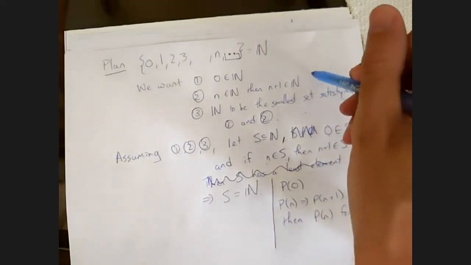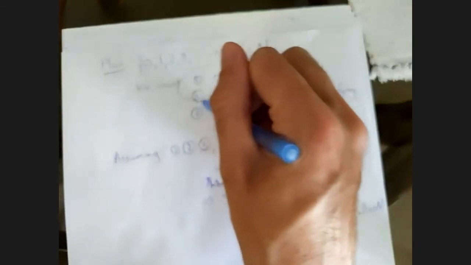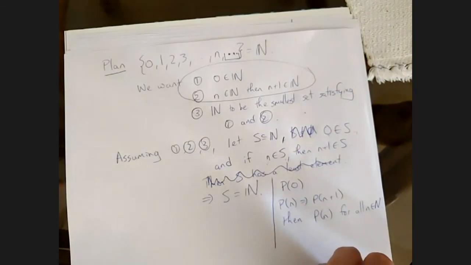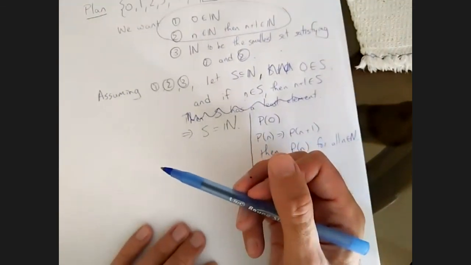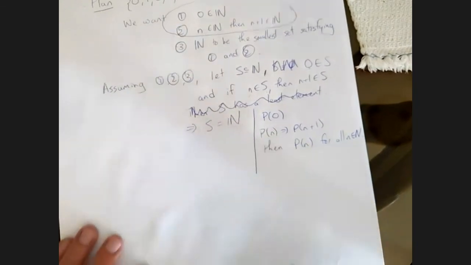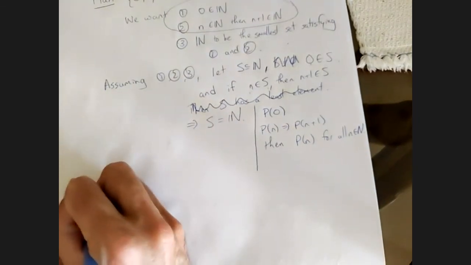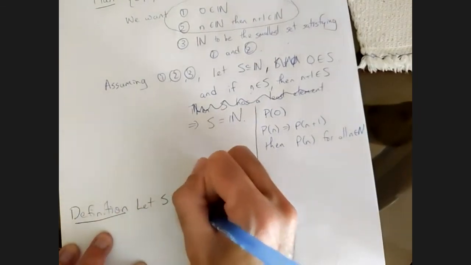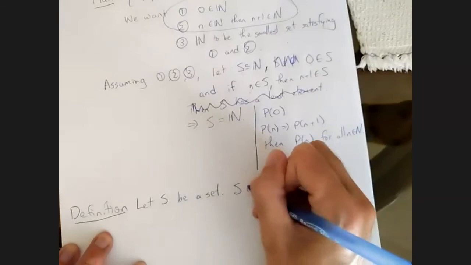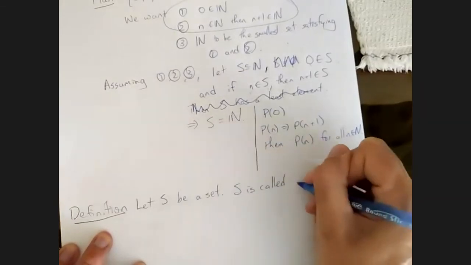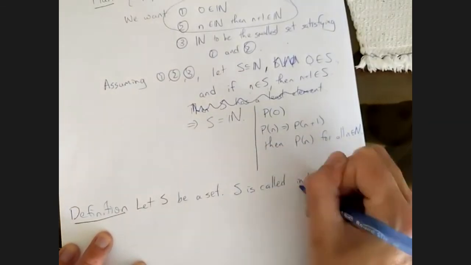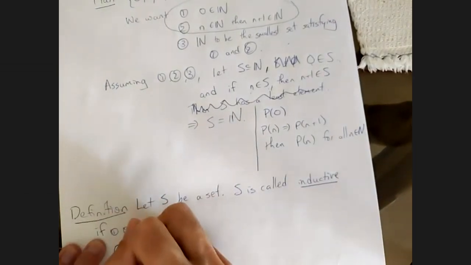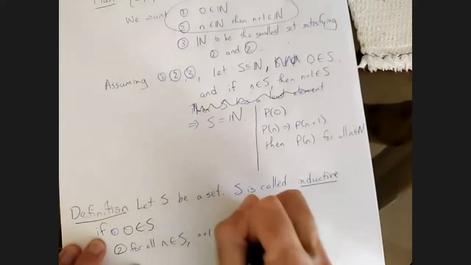Okay, so sets which satisfy this property are important, and we give them a special name. And then after I tell you what the name of those sets are, we'll take a break. So we just have the definition. Let S be a set. S is called inductive if 0 is an element of S, and for all n, n plus 1 is also in S.